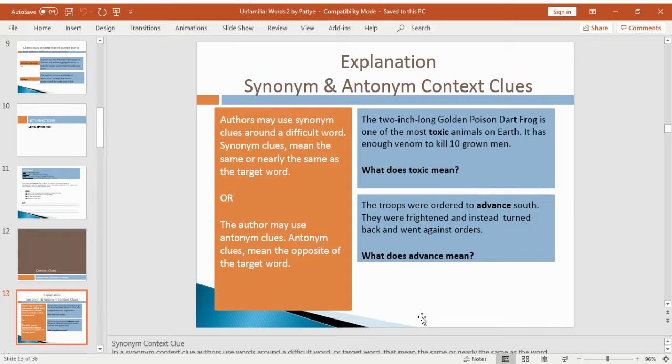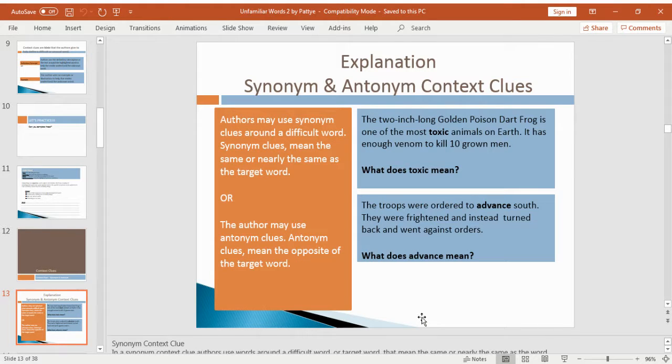The troops were ordered to advance south. They were frightened and instead turned back and went against orders. What does advance mean? Well, let's look in the sentence below advance. There is a clue that I can see there. It says they were frightened and instead turned back and went against orders. So they went back. So does advance mean to go back?